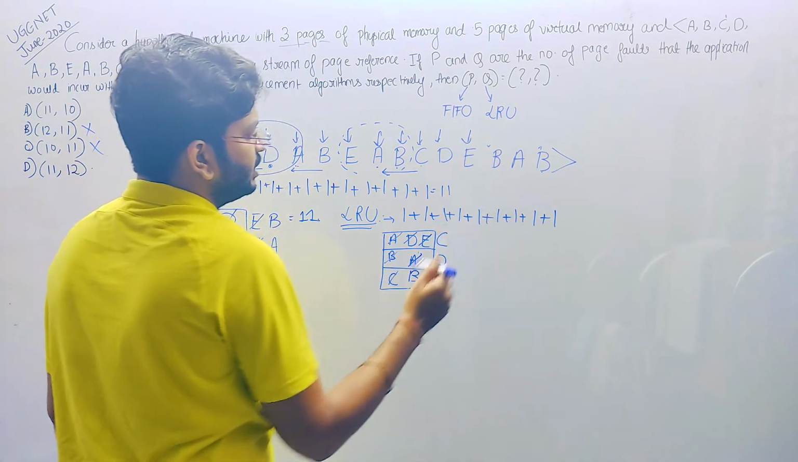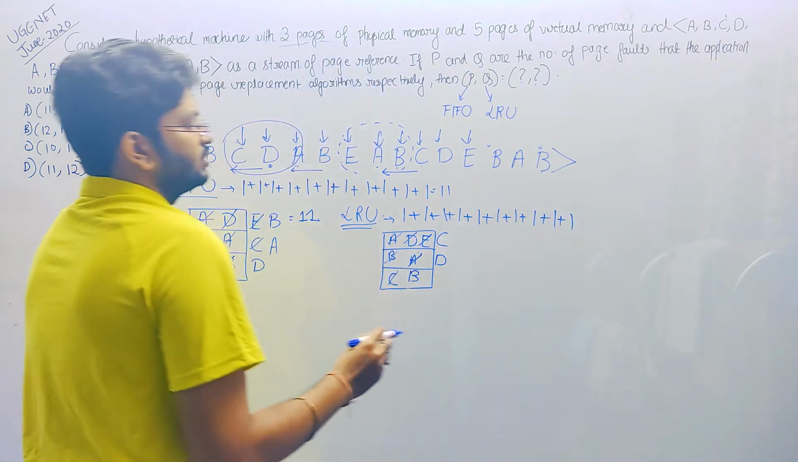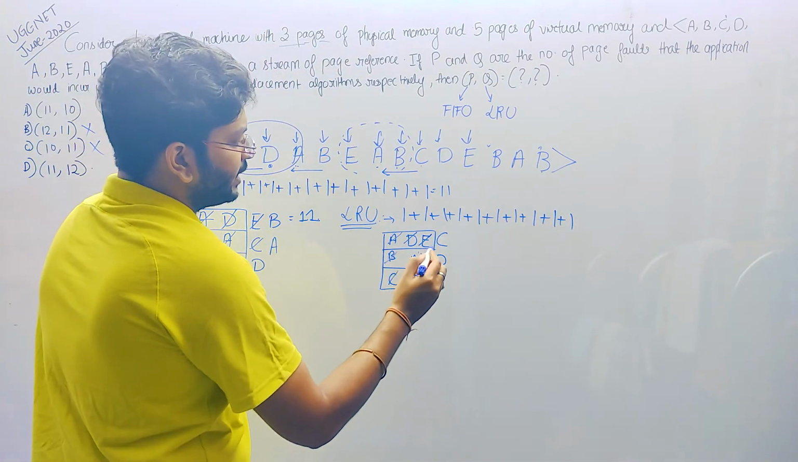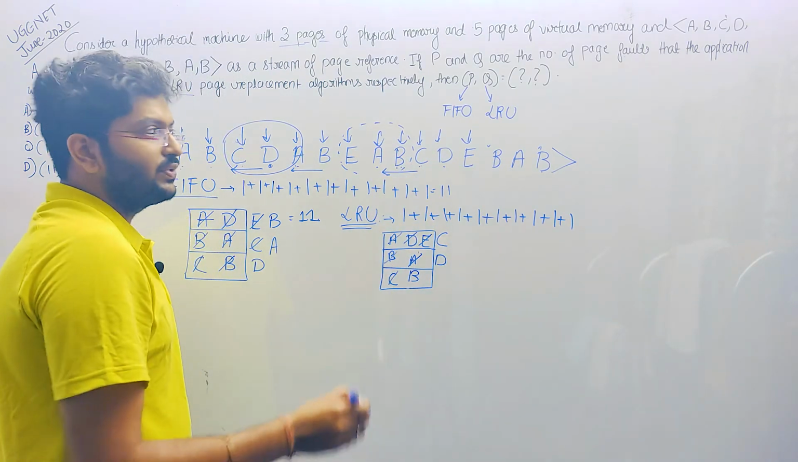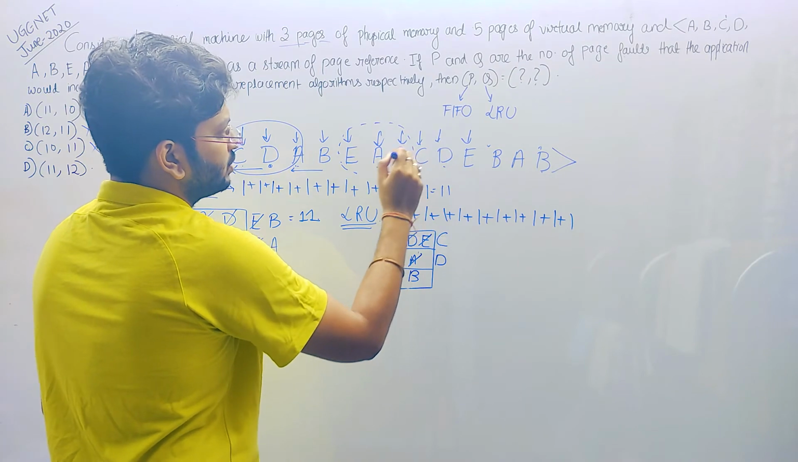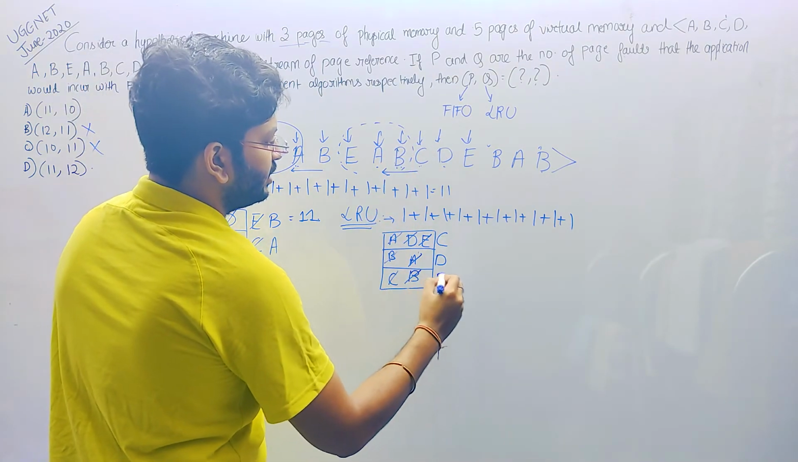Next comes E. E is also not present in the table, so one page fault for E also. So now in the table I have C, D and B. Which one is the farthest from E? B is the farthest one. Okay, from these three, B is the farthest. So striking B and writing E.